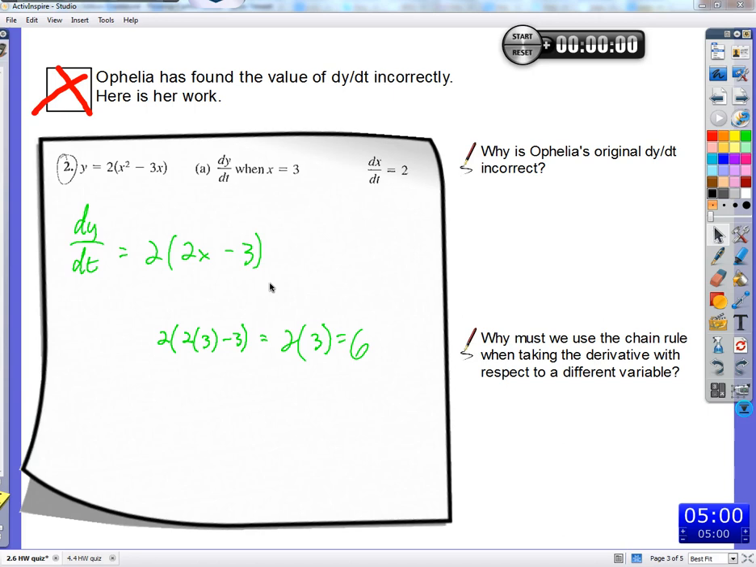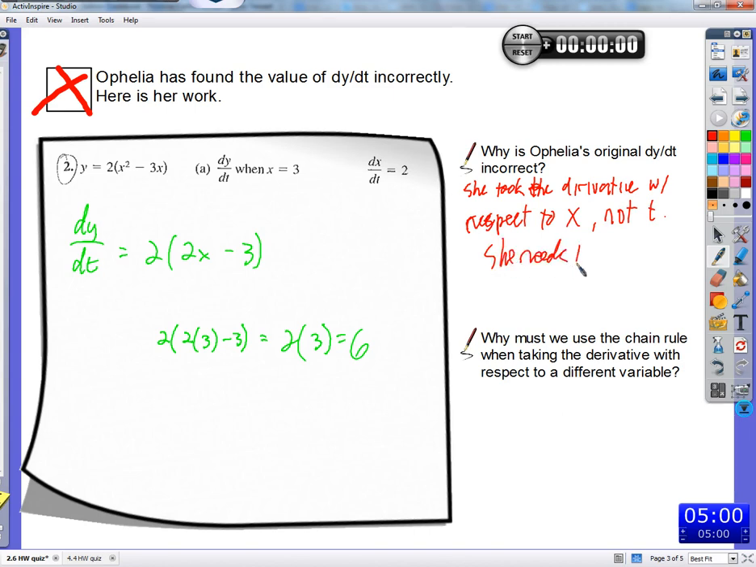Right. Okay. So that means we need to use what, Hannah? Chain rule. The chain, not the train rule. I said the chain rule. It sounded like train. Okay. I want to do the chain rule. So let's say she took the derivative with respect to x, not t. She needs to use chain rule.